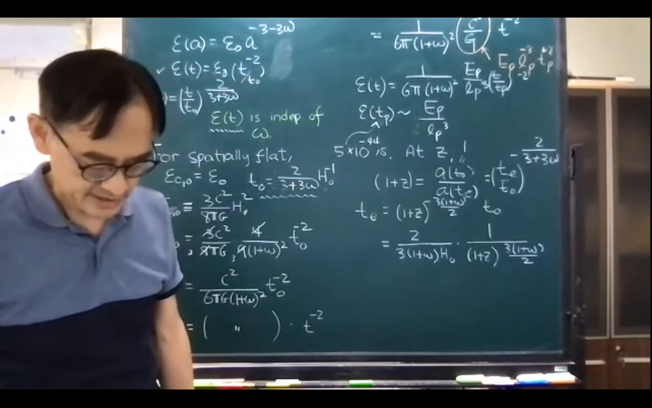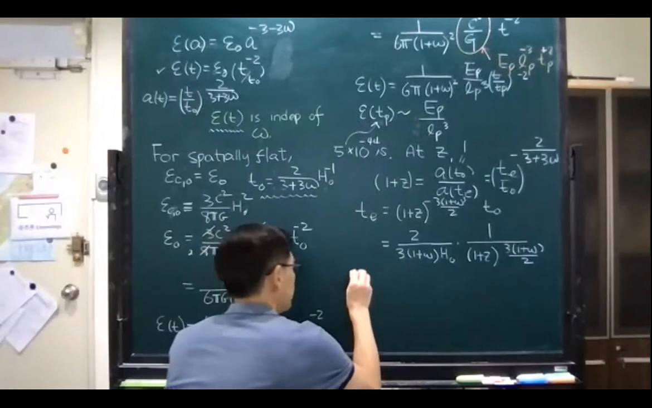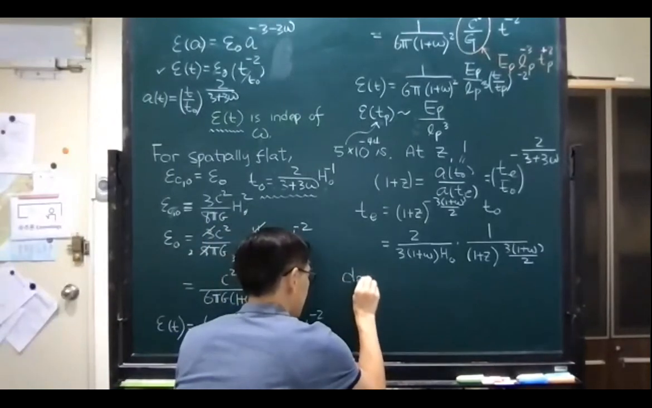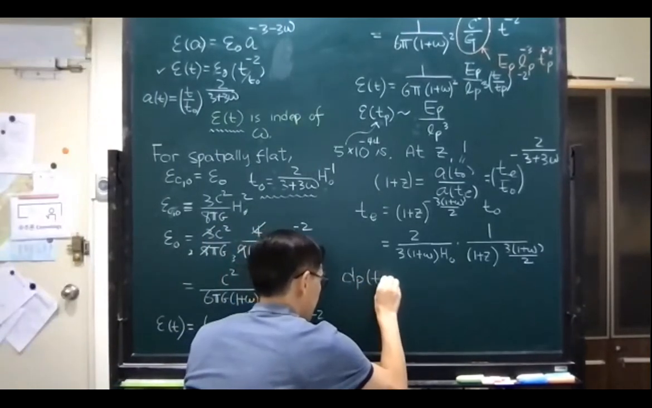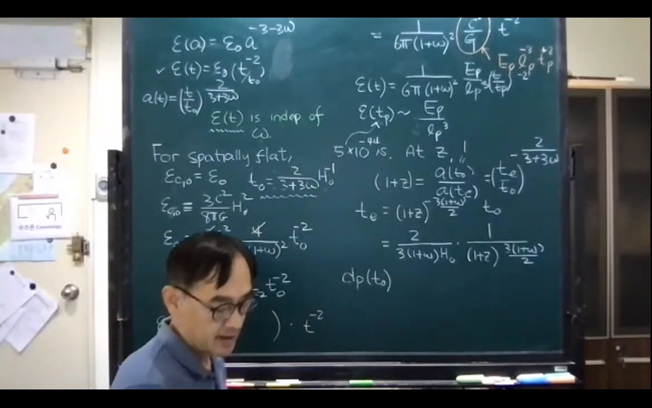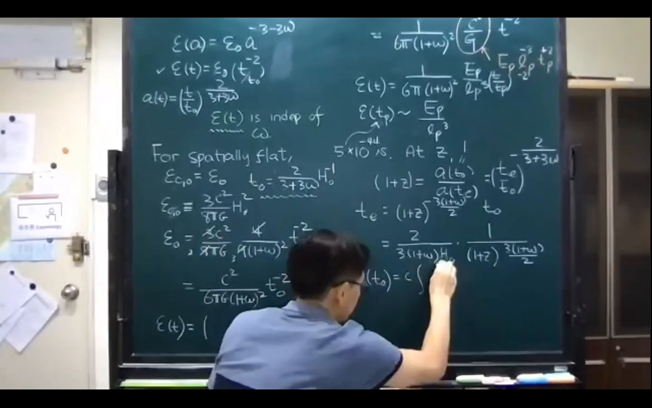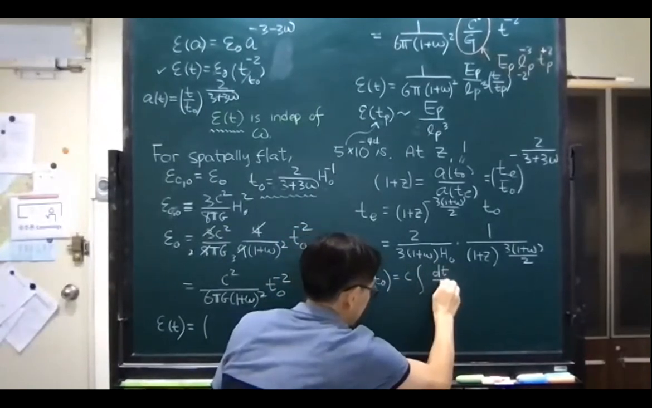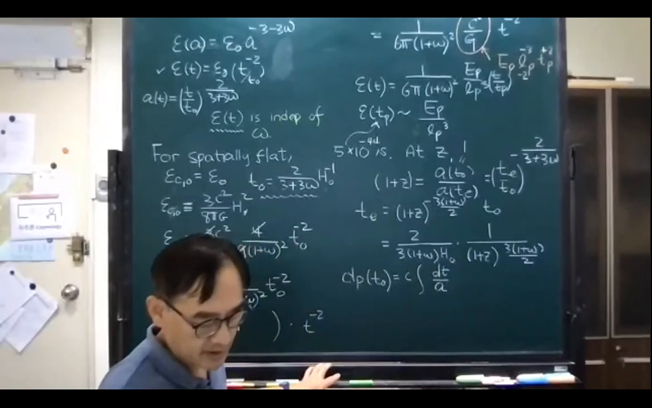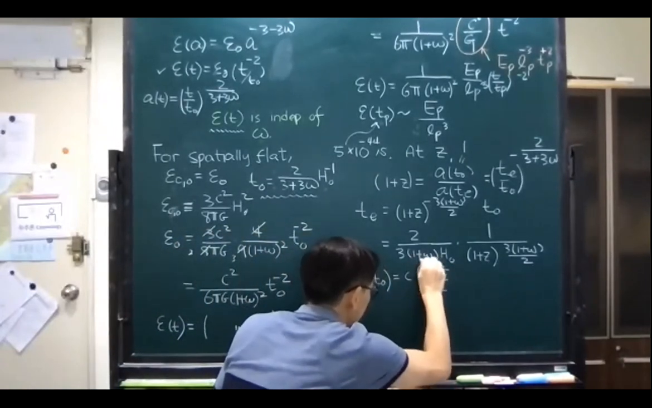Why are we doing this? Well, we want to do the following thing. We want to compute the proper distance as of today. So that's the speed of light, dt over a, from the time of emission to today.